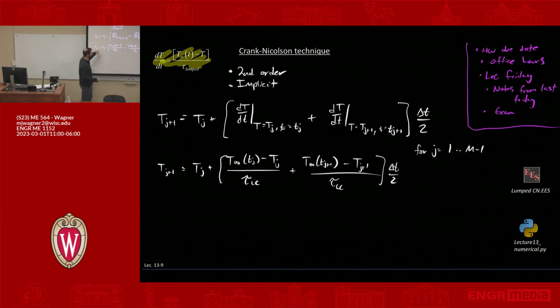If you need it to be explicit for, say, a Python implementation, you're going to have to solve this equation explicitly for Tj plus 1, which we can do. I don't know if it's worth writing out, but you can take my word for it. It's just algebra to solve for it. So let's look at how that's implemented in the Python code.